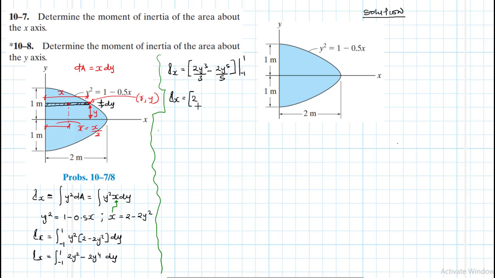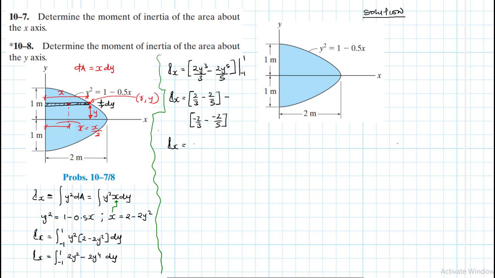We have 2 divided by 3 minus 2 divided by 5, then minus, we have minus 2 divided by 3, then minus, in brackets again, minus 2 divided by 5. This eventually gives us, let's grab our calculator. Okay, let me redo it, sorry. 2 divided by 3 minus 2 divided by 5, then minus minus 2 divided by 3, then minus, in brackets, minus 2 divided by 5.